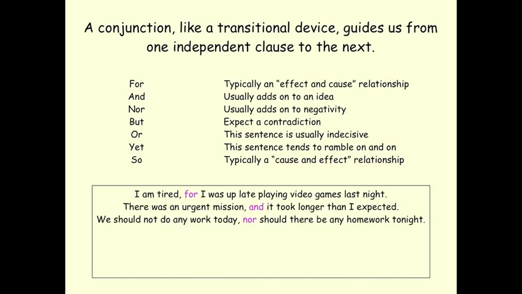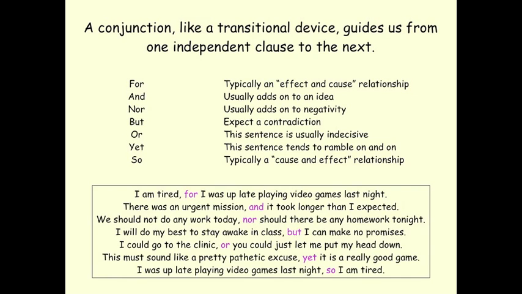Now here are some examples of these conjunctions in action. I am tired, for I was up late playing video games last night. There was an urgent mission, and it took longer than I expected. We should not do any work today, nor should there be any homework tonight. I will do my best to stay awake in class, but I can make no promises.